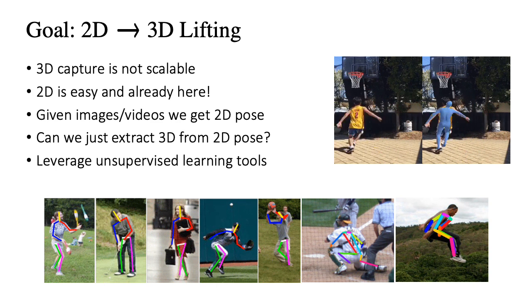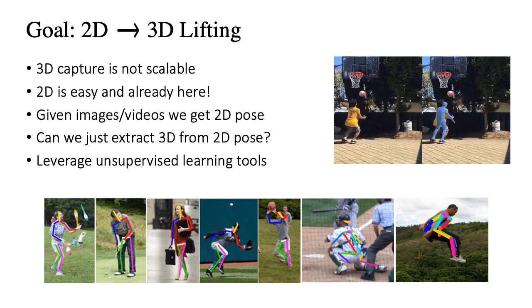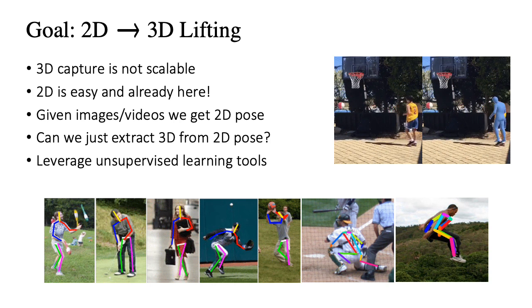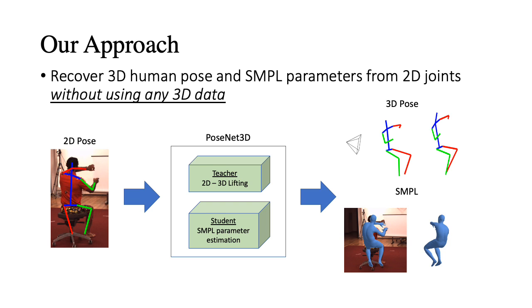We further leverage unsupervised learning tools such as adversarial training to learn 2D to 3D pose estimation without using any 3D data whatsoever, be it paired or unpaired 3D data, motion capture sequences, depth images, or multi-view images during training. Our approach is able to recover 3D human pose and shape parameters from 2D joints without using any 3D data.